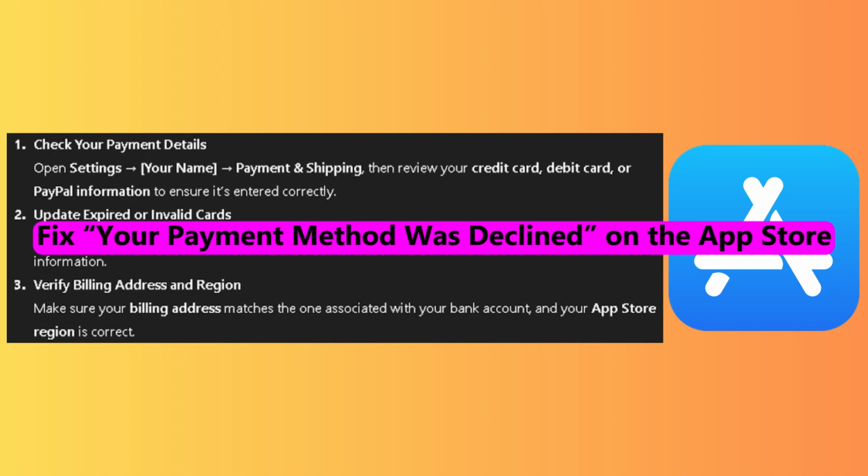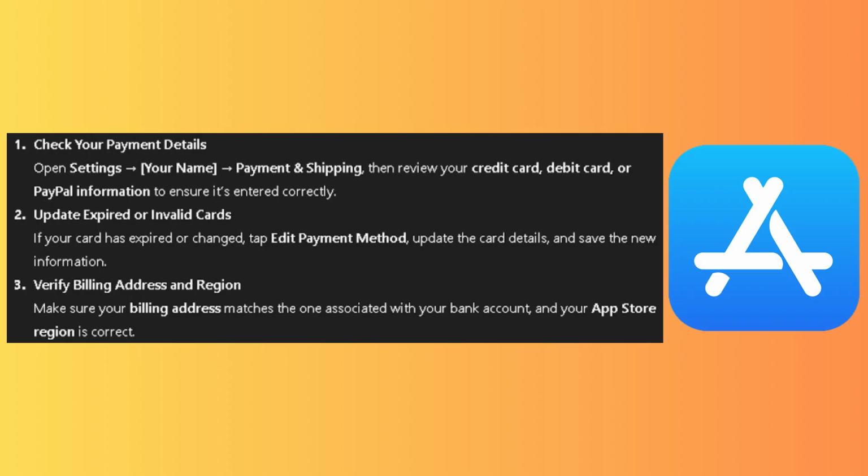In this video, you will learn how to check your payment details. Open Settings, go to Settings in your name, then Payment and Shipping. Then review your credit card, debit card or PayPal information to ensure it's entered correctly.